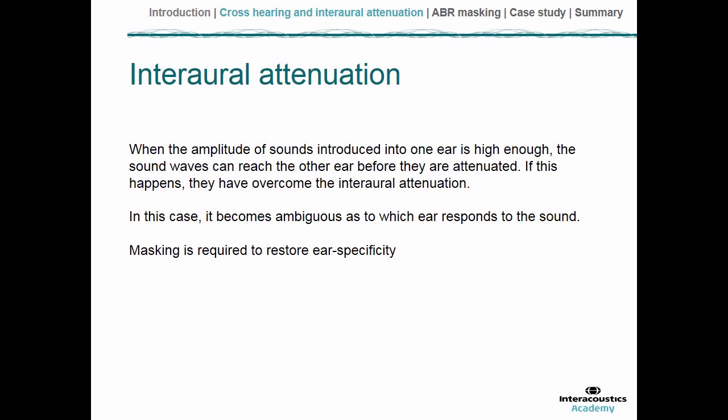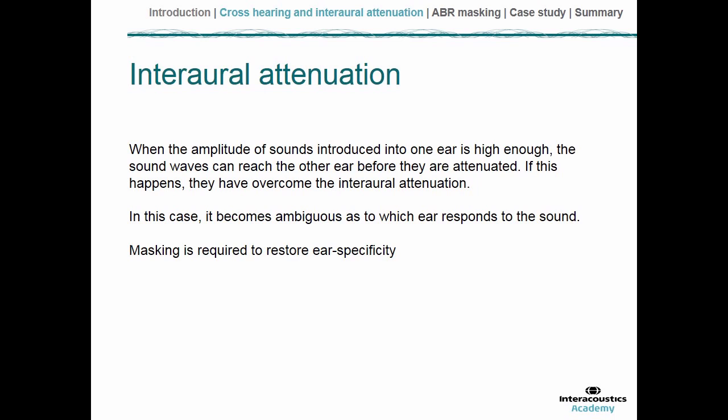So with sounds potentially exceeding the interaural attenuation in some cases, such as where there's a large asymmetry between the two sides, or a unilateral or a bilateral conductive loss, then this ear specificity may be lost, and that could lead to the wrong diagnoses and then the wrong management. So in order to restore ear specificity to the pure tone audiogram, now I'm just concentrating in this introduction on pure tone audiometry, but of course we'll go on to talk about the auditory brainstem response in due course. But to restore ear specificity, masking is required.